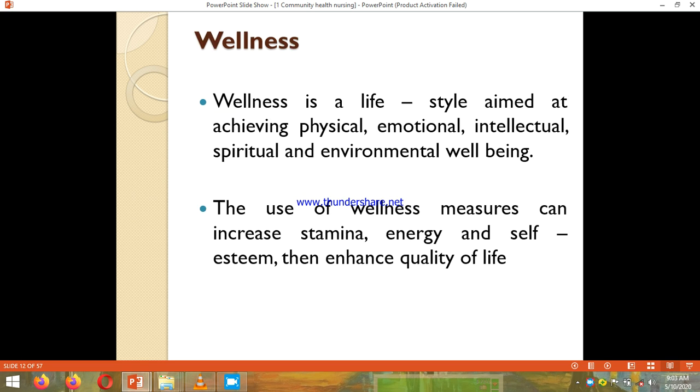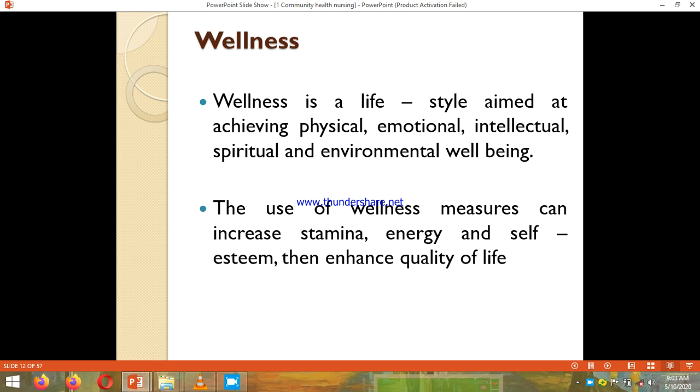Wellness is a lifestyle modification. Wellness is a lifestyle aimed at achieving physical, emotional, intellectual and environmental well-being. Thus, modifying your lifestyle from unhealthy behavior to healthy behavior increases stamina, energy and self-esteem, and then enhances quality of life. By modifying your lifestyle, you will achieve self-esteem.